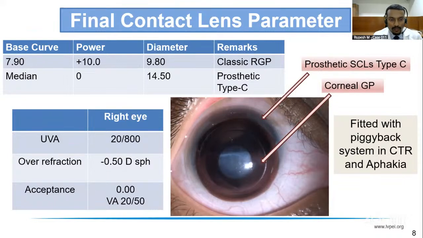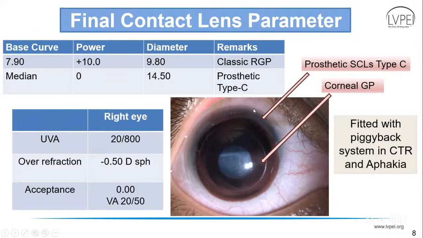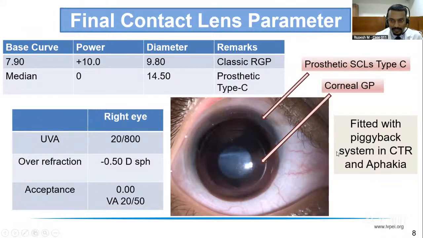We did the over-refraction over the contact lenses. Over-refraction was 0.5 diopter spherical and the acceptance was 0. The visual acuity improved from 20/100 to 20/50. This is the clinical picture where we can see the corneal GP lens, and below that the Puerican prosthetic type C contact lens. So here we fitted the piggyback system in corneal tear repair and aphakia.